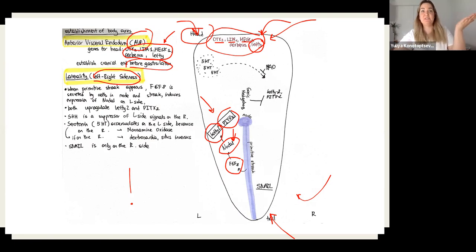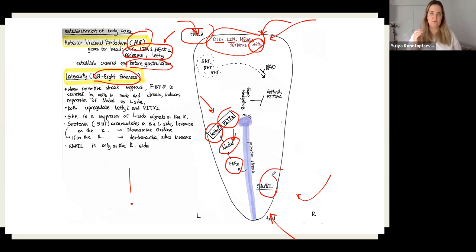If this is the left side, automatically the other one is right. So this is why they do not know many transcription factors that are responsible for the right side. The only one that they know is Snail. Snail is the only transcription factor which is responsible for the right side.